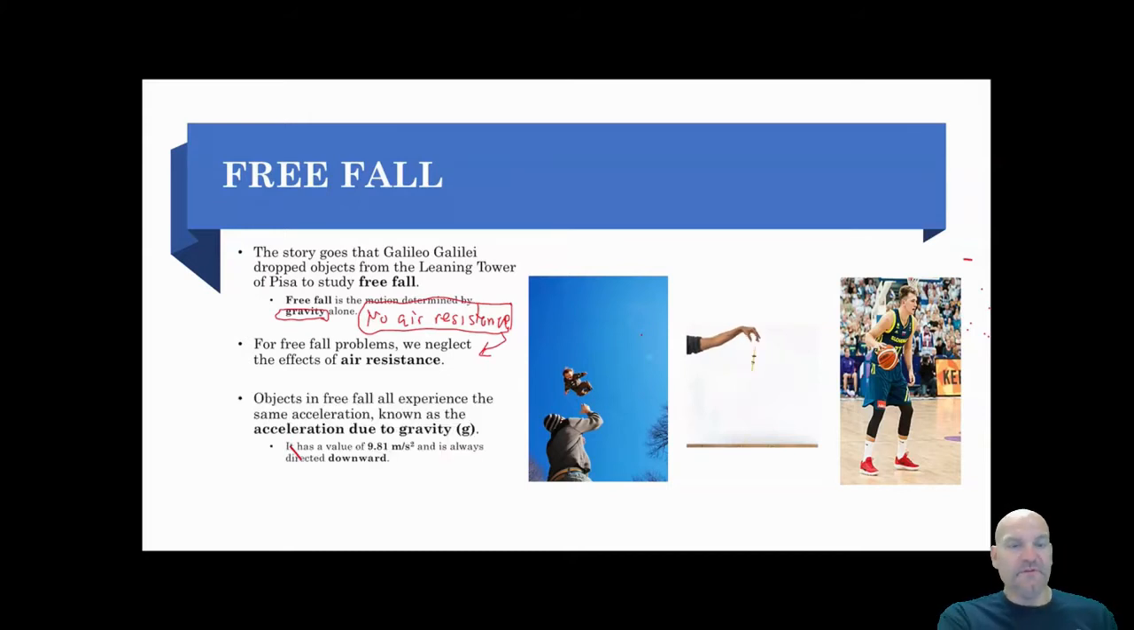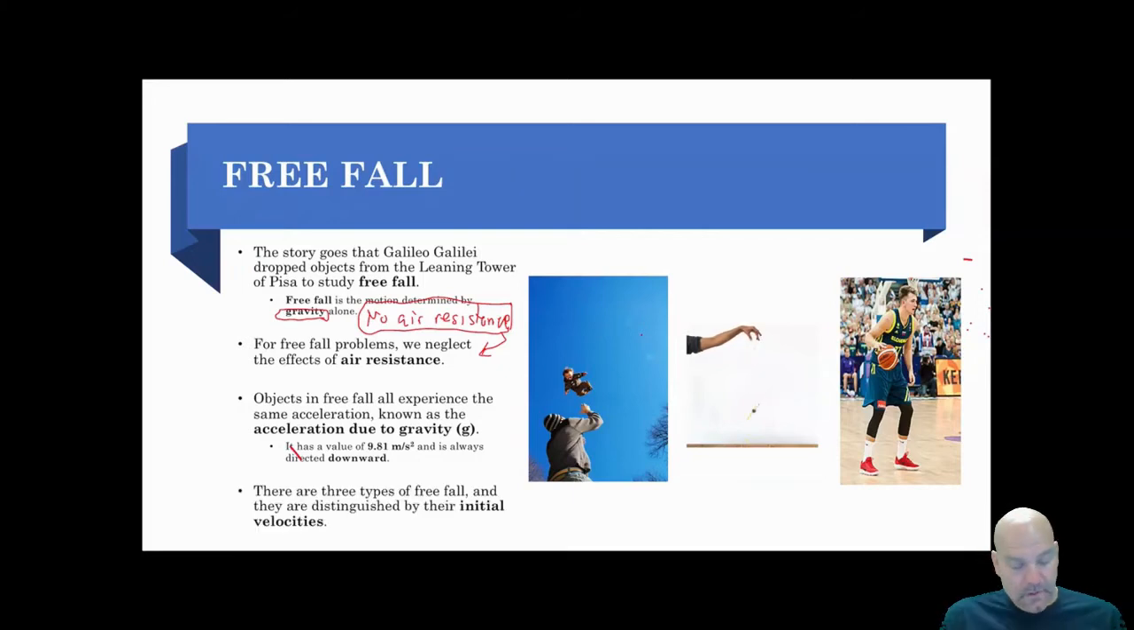Now, objects in free fall will experience the same acceleration. They don't fall with the same speed; they fall with the same change in speed, and that's known as the acceleration due to gravity. It has a value of 9.81 meters per second squared, and is always directed downward towards the center of the Earth.